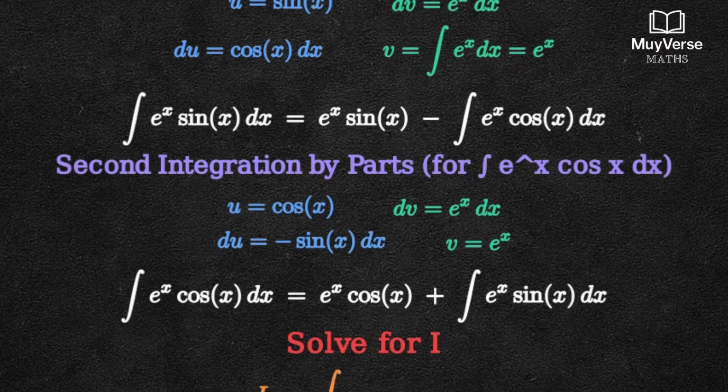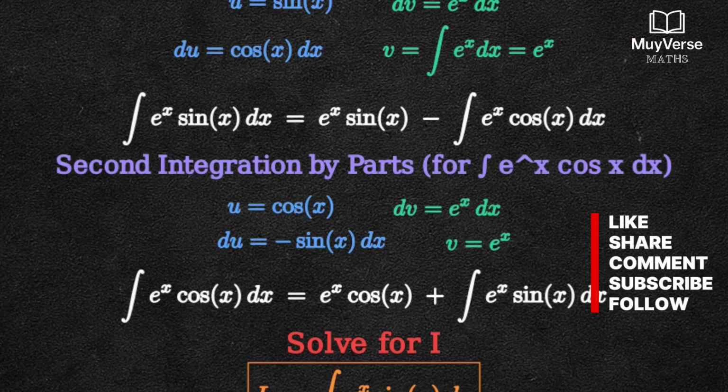Let capital I be the integral of e to the x sine x dx. From the first pass, we have I equals e to the x sine x minus the integral of e to the x cosine x dx. From the second pass, the integral of e to the x cosine x dx equals e to the x cosine x plus I. Substitute this into the first equation to get I equals e to the x sine x minus e to the x cosine x minus I.